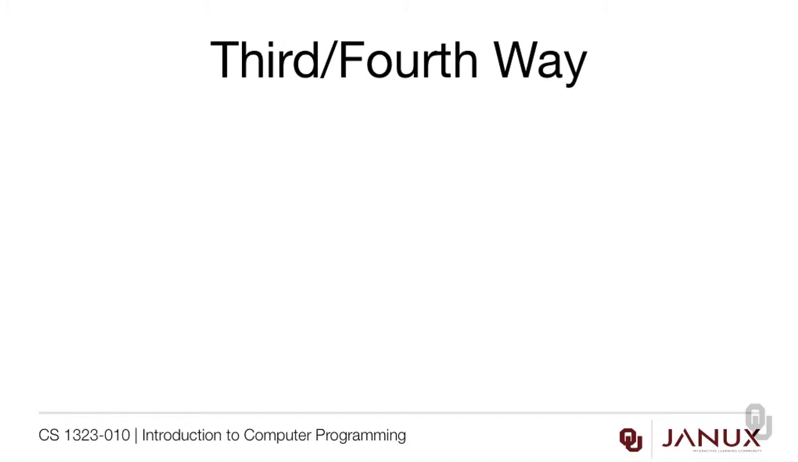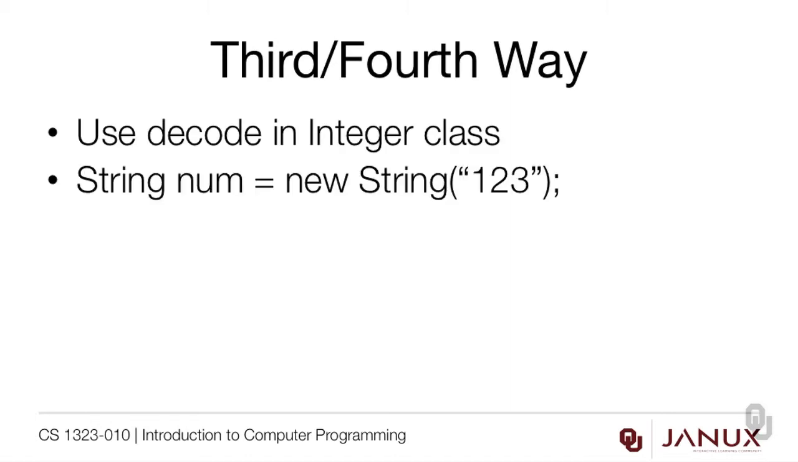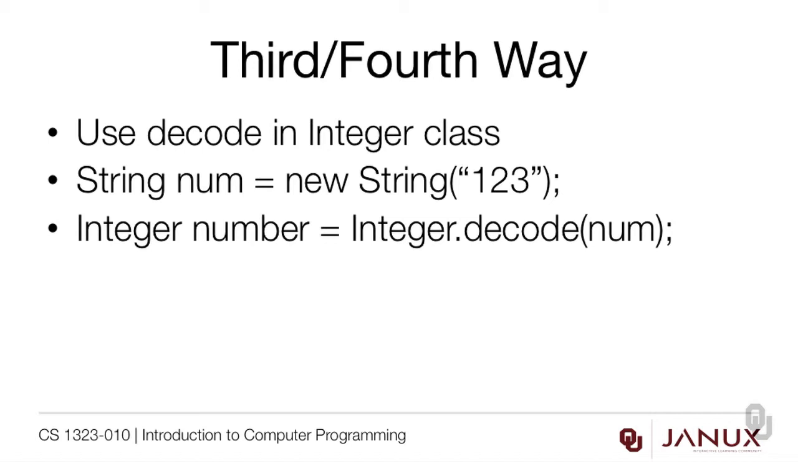Well, this brings us to the third and fourth way to perform our string to int task. We can use decode in the Integer class. So we create our string num is new String, double quotes, 1, 2, 3. And then we create our Integer object. So we'll have Integer number. Number is a reference to an Integer, remember, is Integer.decode of num. Now remember, Integer.decode returned an Integer object, not an int type.